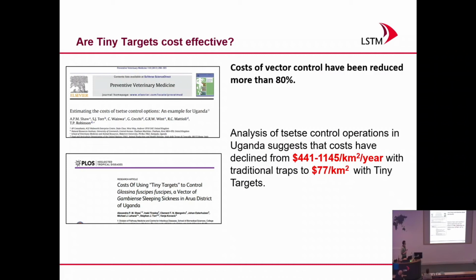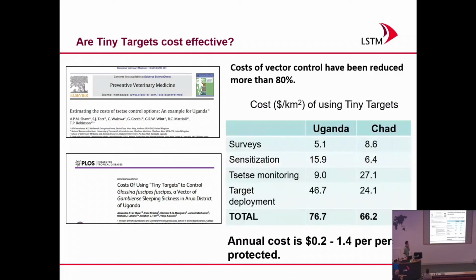And obviously one of the important things is, what are the costs? Is it effective? Economic analysis has been done by Alex Shaw using data from Uganda and Chad. And we've found that the cost of vector control using tiny targets is reduced by more than 80% compared to using traps for controlling riverine populations. So it's gone down from between $440 and $1,100 to about $77 per kilometre square with tiny targets. And this just shows the differences between Uganda and Chad. In Uganda it's about $76, and in Chad it's $66 per kilometre square, which equates to an annual cost of between 20 cents and $1.40 per person protected.